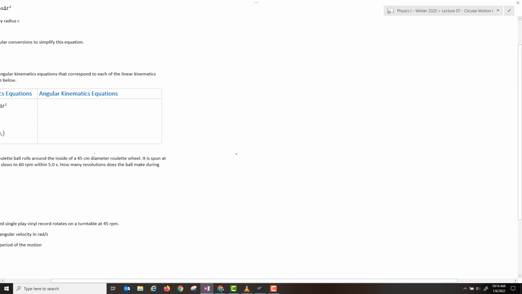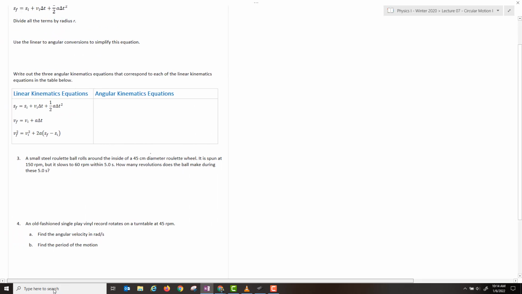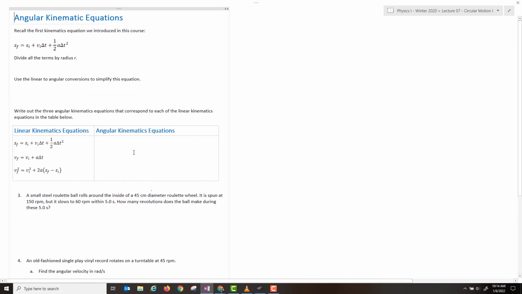All right, so now let's take a look at our kinematic equations. So we had 3 kinematic equations from before, and now we're going to figure out what the angular version of these kinematic equations are. Okay, so if we take a look at that first equation, SF equals S initial plus V initial delta T plus 1/2 A delta T squared. If I divide everything by R, what's going to happen?